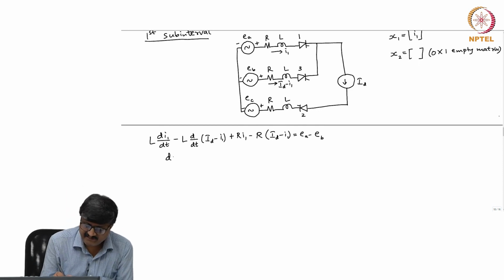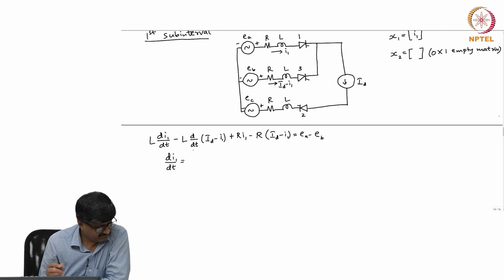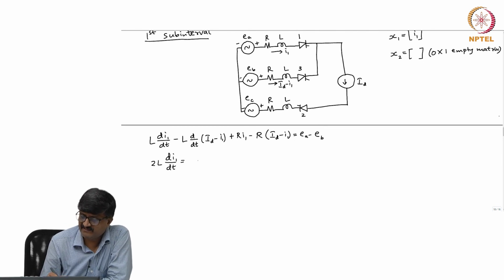So, if I write this in the standard form, dI1/dt is equal to, so let me write a few more steps. If I take the first two terms of the previous equation, I get 2L dI1/dt. So, this is equal to, so there is R I1 appearing twice. So, if I push that to the right hand side, I get minus 2R I1, then minus R Id. If I push that to the right hand side, I get R Id plus EA minus EB.